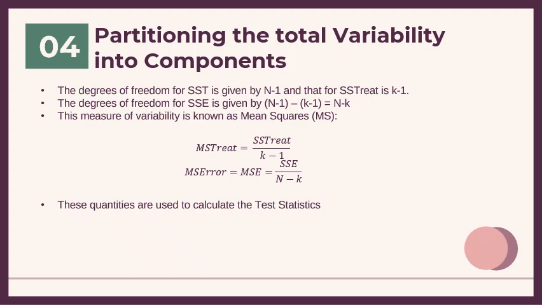And this measure of variability is known as the mean square, MS. MS treat is equal to SS treat over k minus 1, which is the number of different groups minus 1. And MS error, MSE, is equal to SSE over n minus k, which is the number of samples minus the number of groups. And these quantities are used to calculate the test statistic.